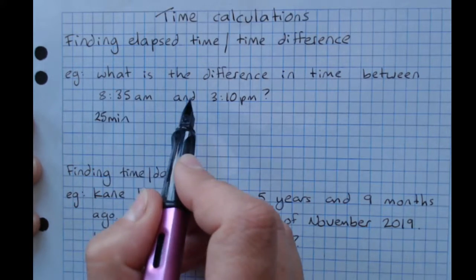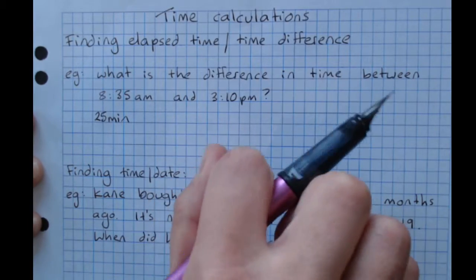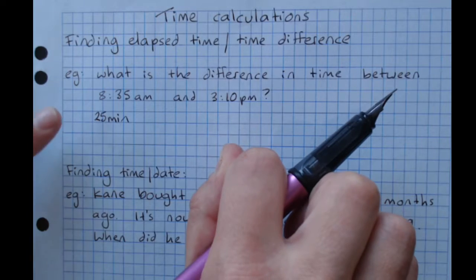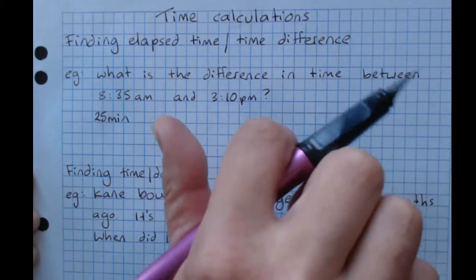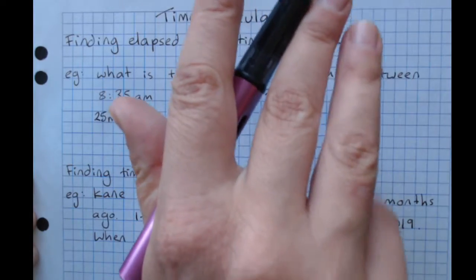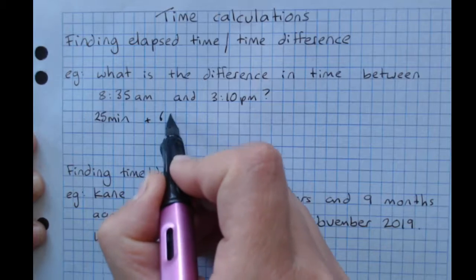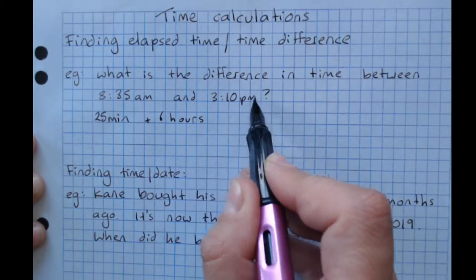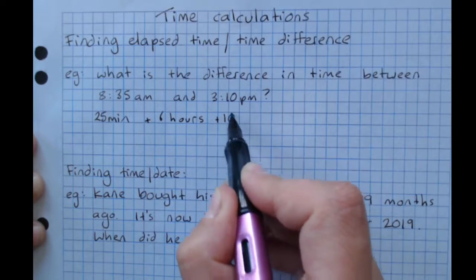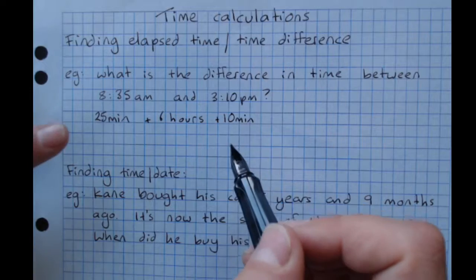9 a.m. along to 3 p.m., just count through in fingers if you want, 9. So don't count your 9 because you're counting hours that have gone past. It's currently 9 a.m., 10, 11, 12, 1, 2, 3, 6 hours. We've got to 3 p.m. and there's another 10 minutes to get to 3:10 p.m.